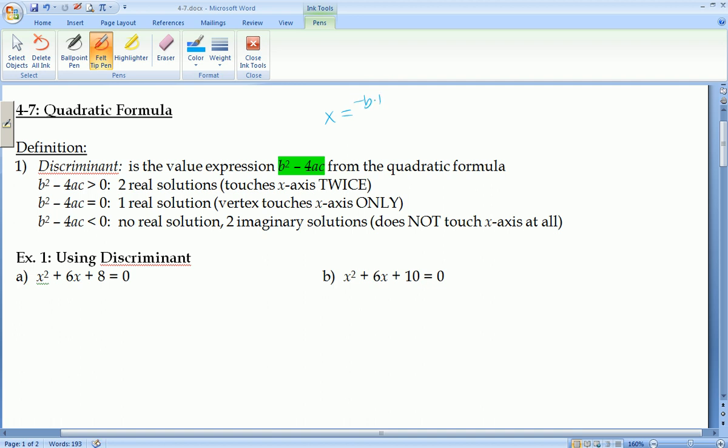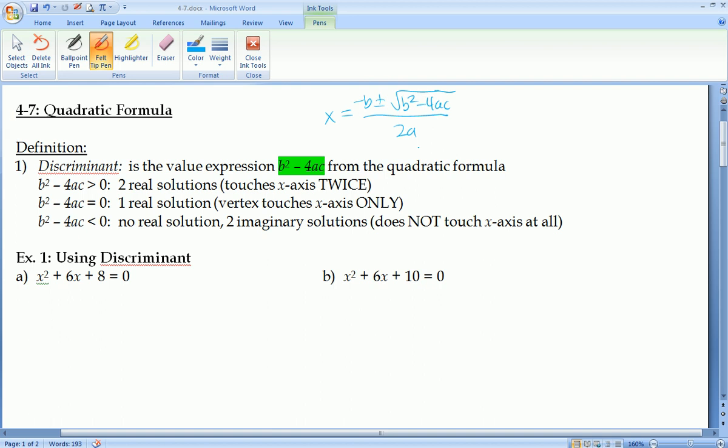So it's negative b plus or minus the square root of b squared minus 4ac. Everything's inside the square root there. Everything divided by 2a. Make sure everything is being divided. Okay, you have to memorize this formula.